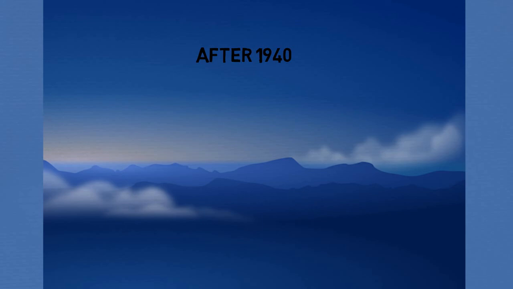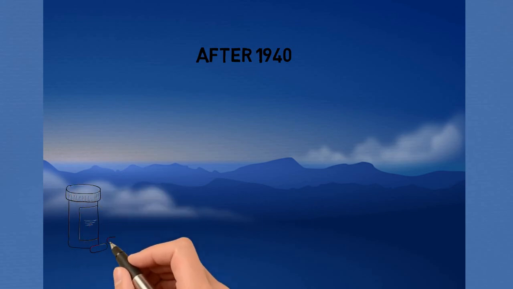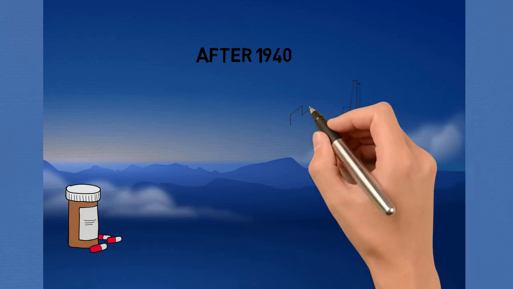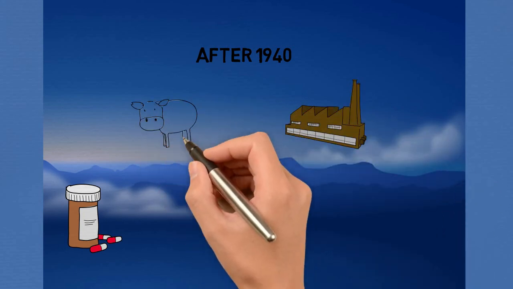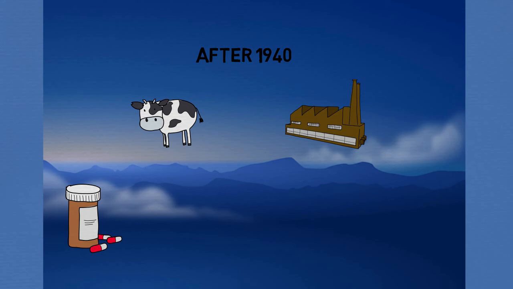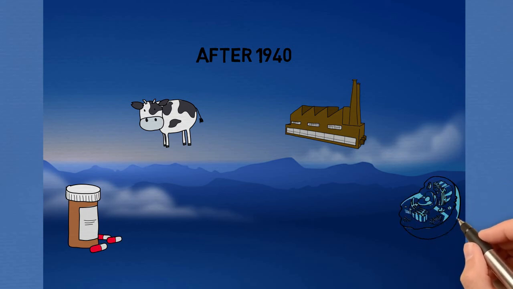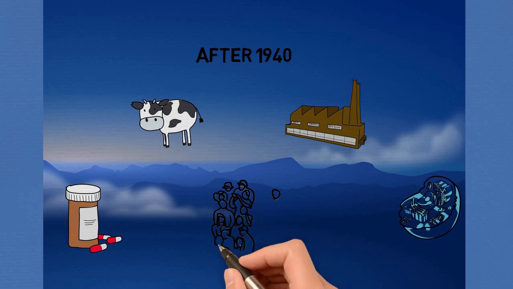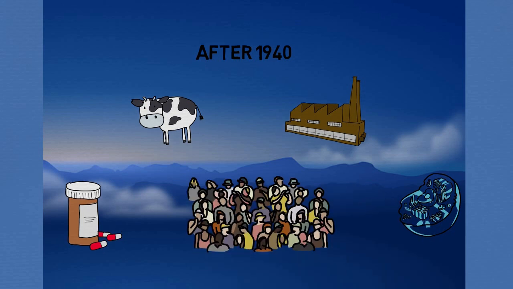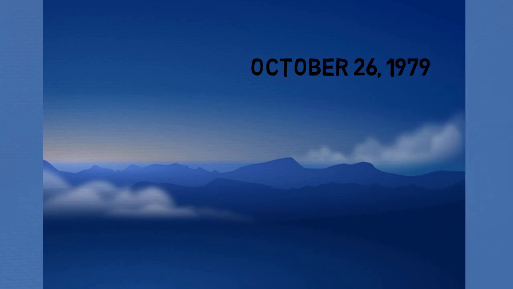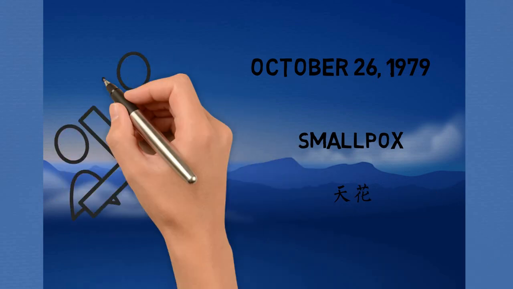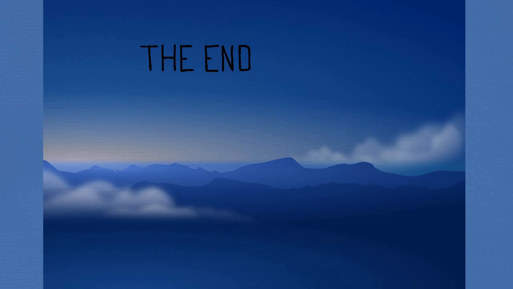After the 1940s, the research results of microbiology were used in medicine, industry, agriculture, and other aspects. In biological research, molecular biology, biochemistry, cytology, genetics, and other disciplines also often use microorganisms as research materials. In the area of preventive medicine, the World Health Organization announced on October 26, 1979, that smallpox had been eliminated worldwide.